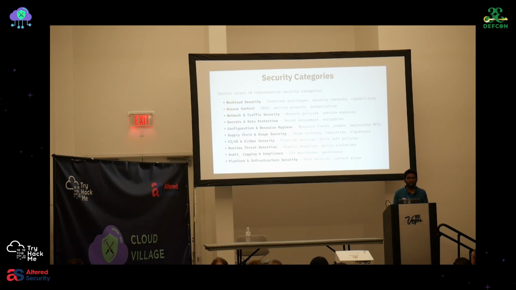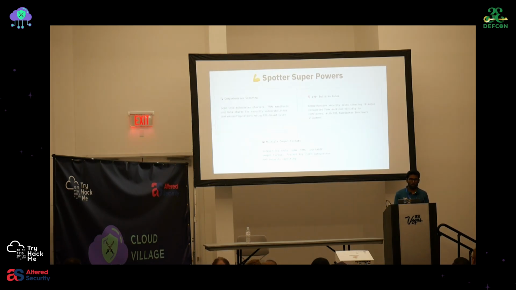Currently, Spotter covers various categories of security issues, ranging from workload security to access control, network traffic, configuration and resource hygiene, towards runtime and platform security, right? Currently, it holds approximately 140 plus rules, the Spotter superpowers. So it can basically use a couple of industry tools as well, like KICS, Kubescape, and other vendor tools, and open source as well.